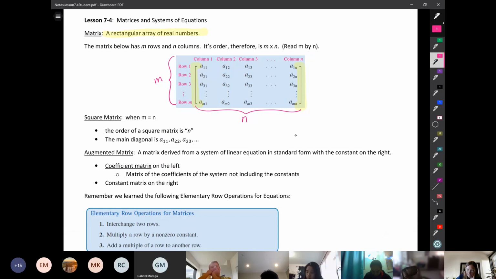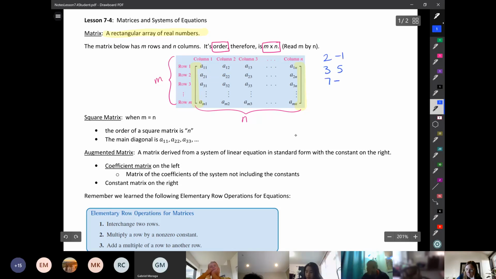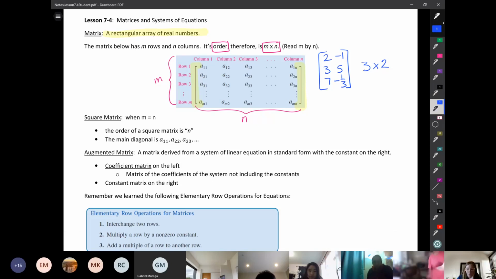Then one thing we can talk about is the order of the matrix. The order is a vocabulary word, so make sure you know that term. We say the order of the matrix is m by n. So for example, if I had this matrix, 2, -1, 3, 5, 7, -1/3, this matrix has 3 rows and 2 columns, so it's a 3 by 2. That's the order of that matrix.